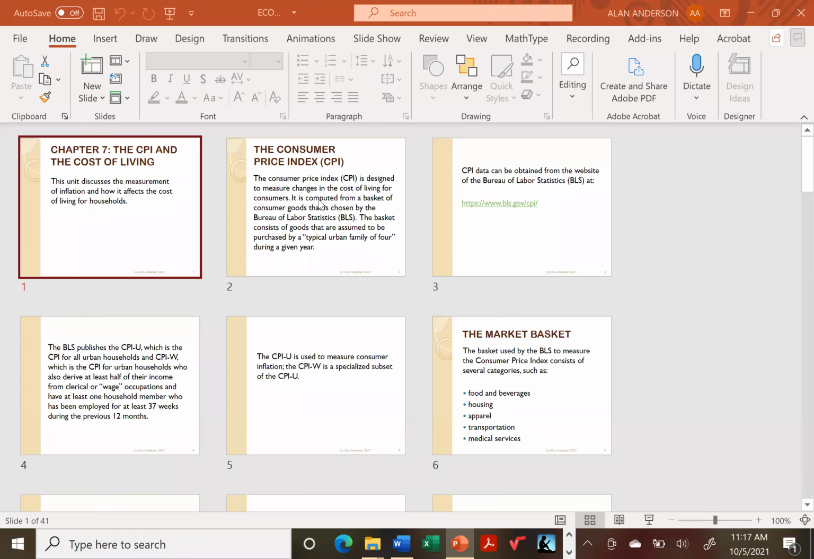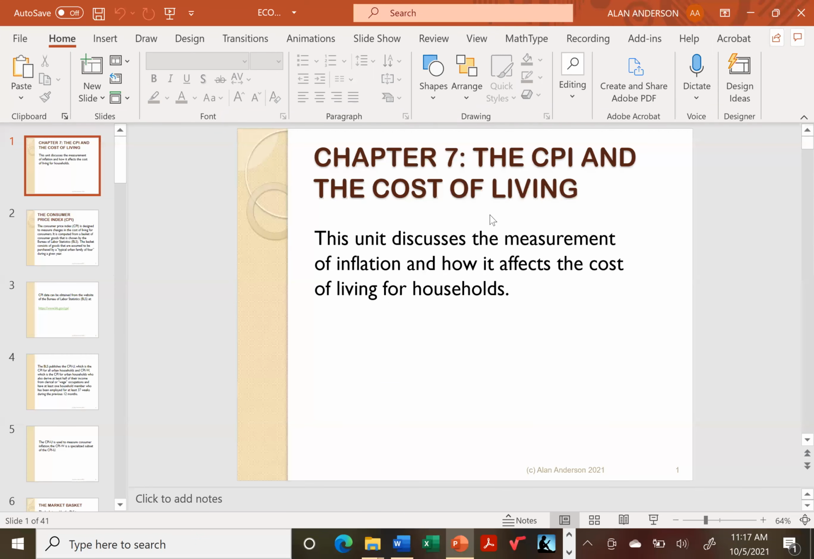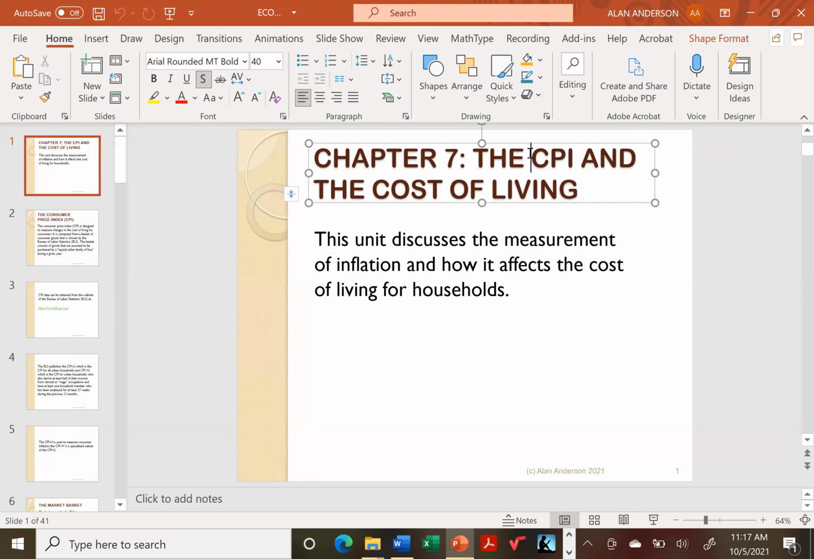And so now what we want to understand is, how is inflation measured? And why does it happen in the first place? And is it good or bad? Okay, so we'll start by considering an index called the CPI, or Consumer Price Index.